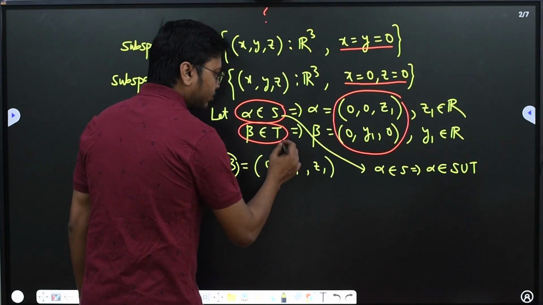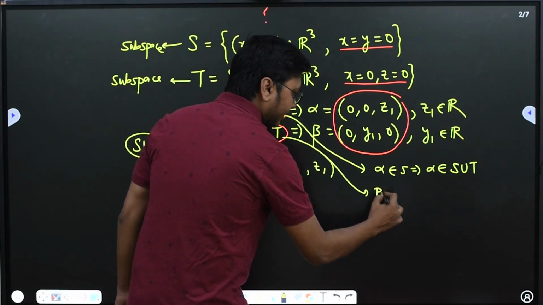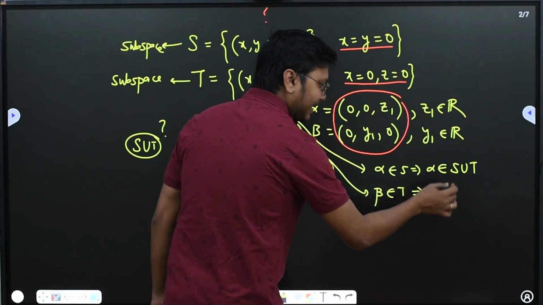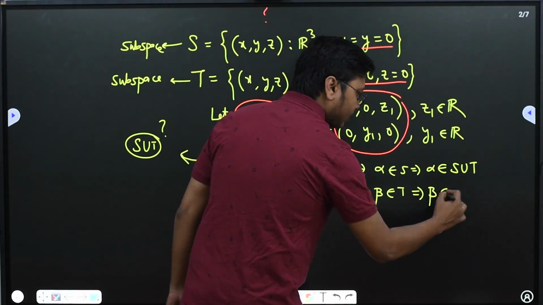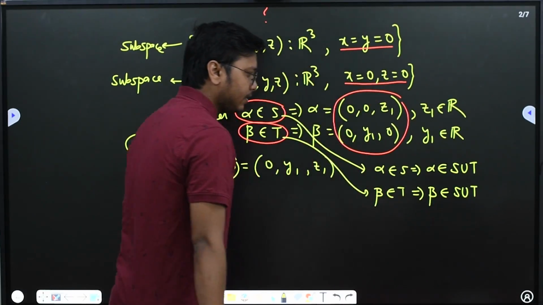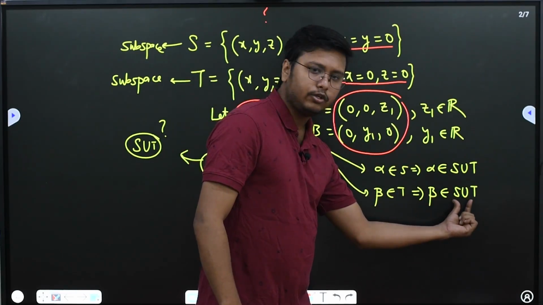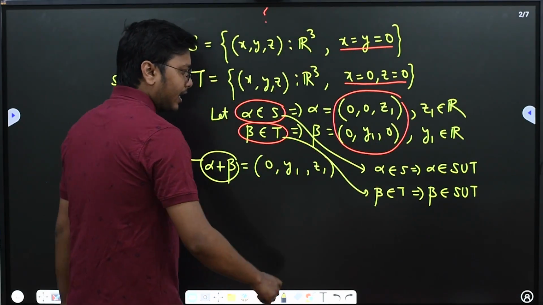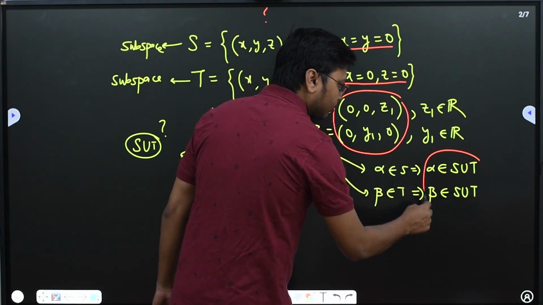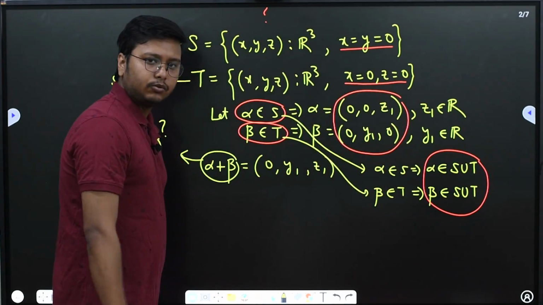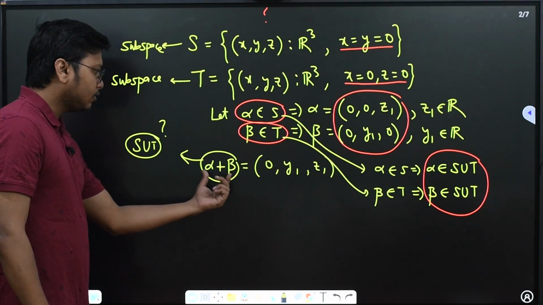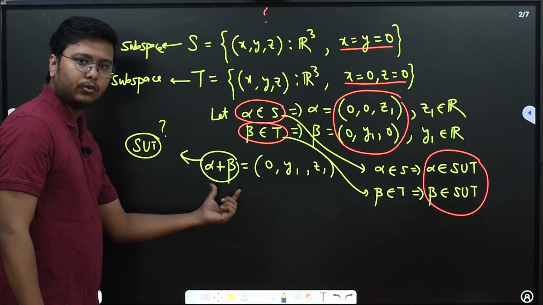Similarly, beta belongs to T. So from here I can say that beta belongs to S union T by the same previous logic, because I have just increased the size of the set by taking a union with another set. So I have alpha and beta both belonging to S union T. Now the question is, will alpha plus beta belong to S union T?